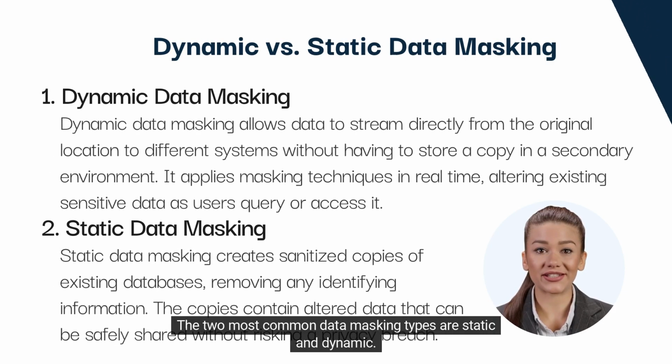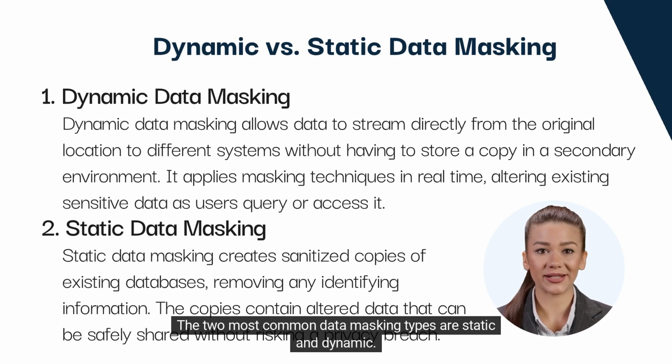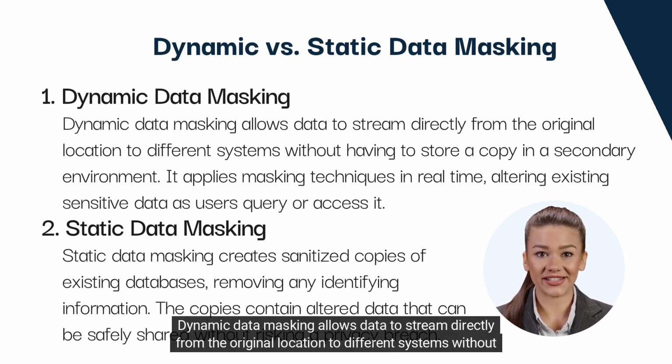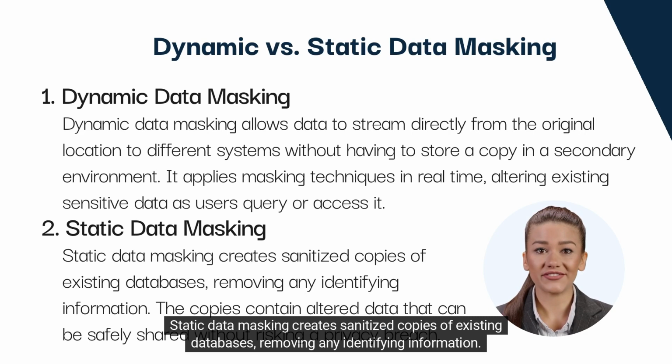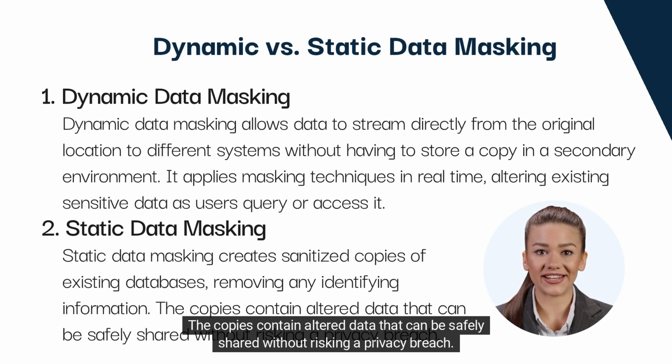The two most common data masking types are static and dynamic. Dynamic data masking allows data to stream directly from the original location to different systems without having to store a copy in a secondary environment. Static data masking creates sanitized copies of existing databases, removing any identifying information. The copies contain altered data that can be safely shared without risking a privacy breach. It's typically used for data that doesn't frequently change or remain static over time.